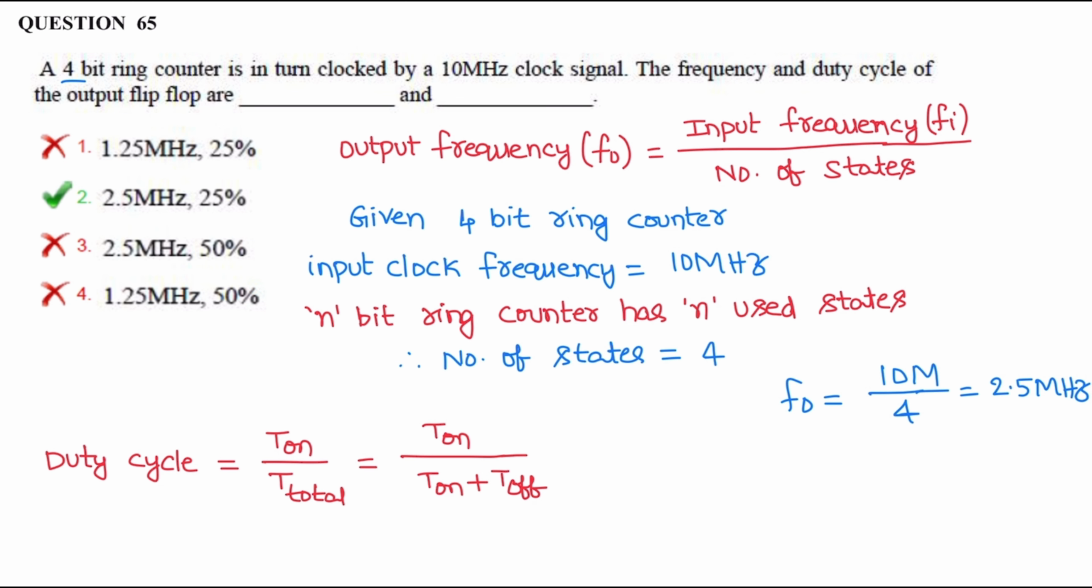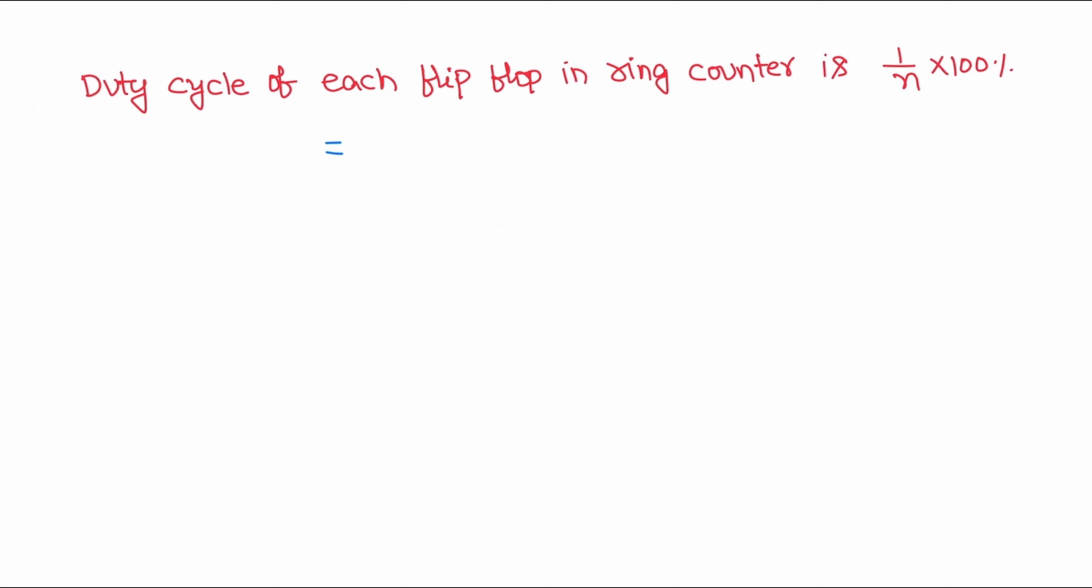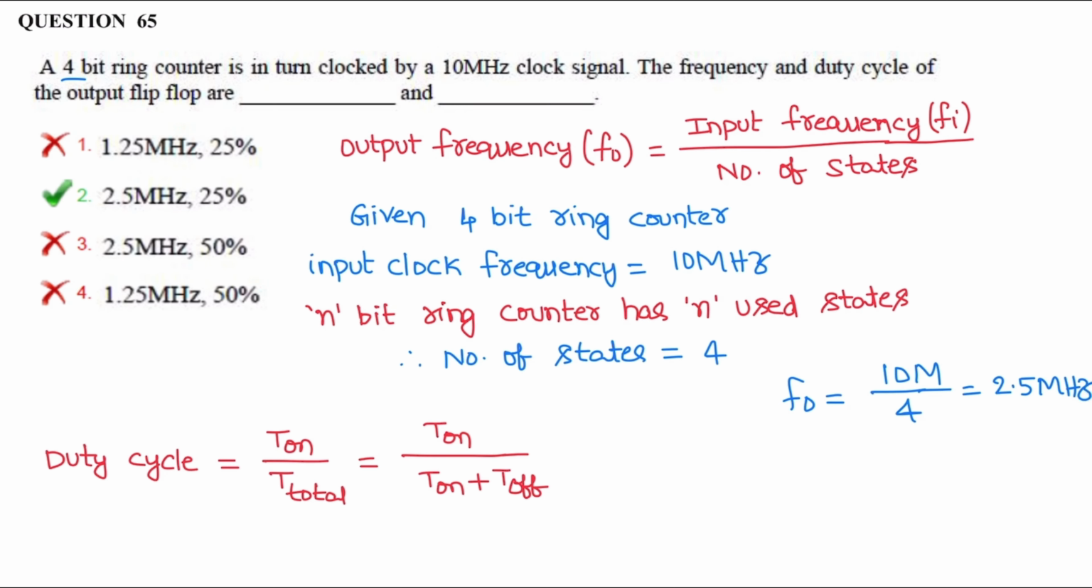Duty cycle is a ratio of on time duration to total time duration. Duty cycle of each flip-flop in ring counter is 1 by n into 100%, where n is the number of states, 1 by 4 into 100. Duty cycle is 25%. So the correct answer is option 2, 2.5 megahertz output frequency, and 25% is the duty cycle of ring counter.